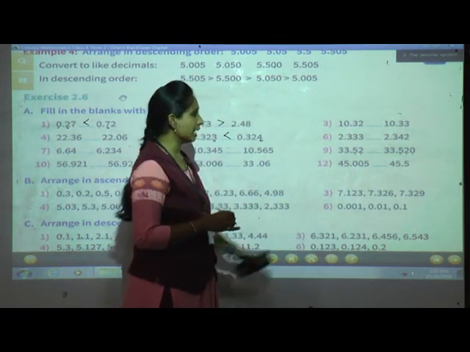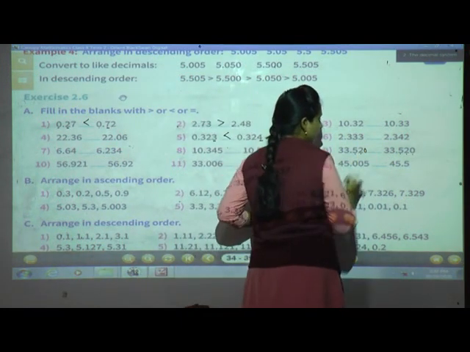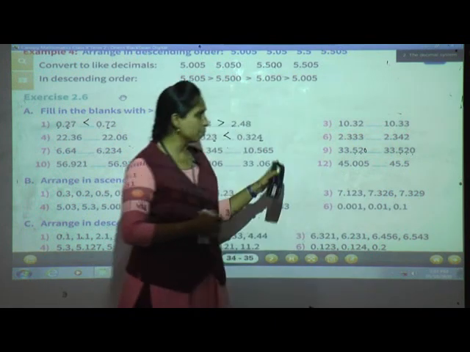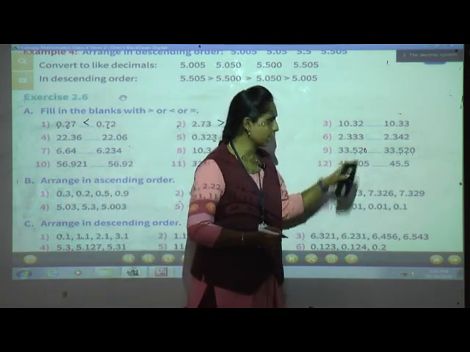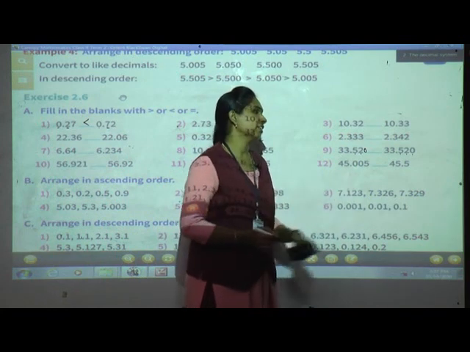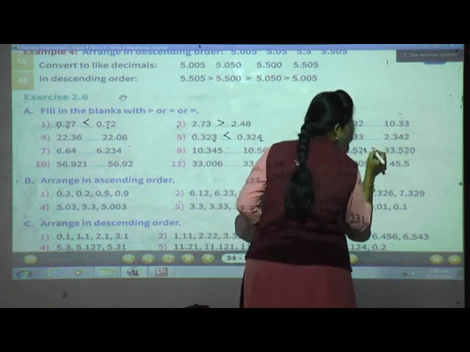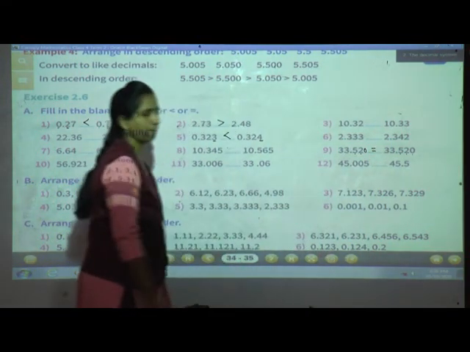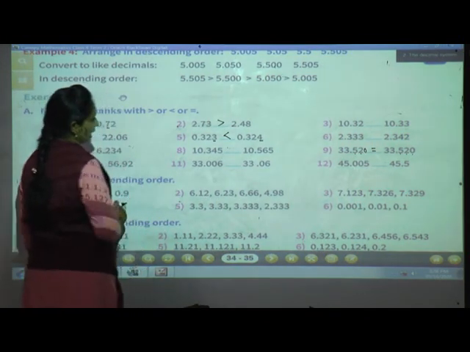See students, we can add 0 after the decimal point, isn't it? So I can add a 0 here. It means both the numbers are equal. You can see here 33.520 and 33.520. So here you have to give the equal symbol. Clear? Yes? Very good. Now I'll solve the 11th one for you, the last.